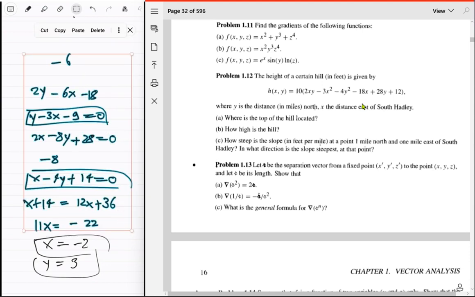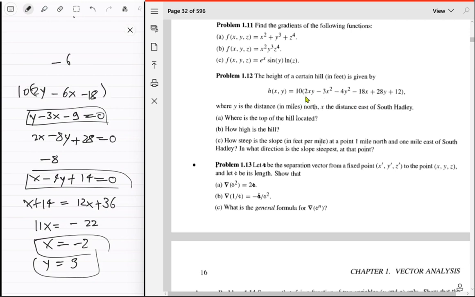Oh, and also, do you want anything else? How steep is this? And also, actually, everywhere that we did the derivative, it should contain this 10 as well. So this should be 10 times that. This should also be 10 times that. But whatever. Where is the top of the hill located? We already got that. How high is the hill? Just put this into that. We can do it, no big deal.